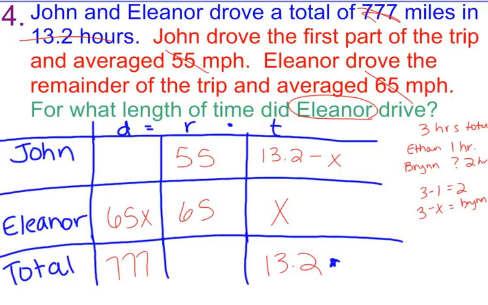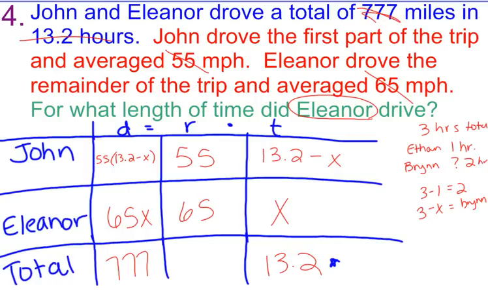So then for John, his is a little more complicated for his distance, but he's 55 times the quantity 13.2 minus x. So now take a look at that table, and if you have questions on it, jot them down, and we can go through that tomorrow too. But that's how I would set that up.